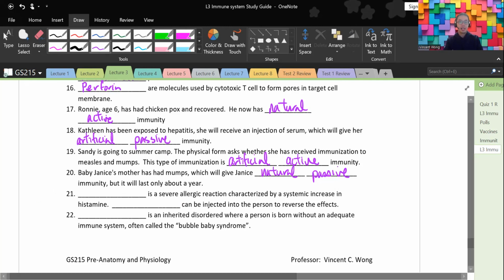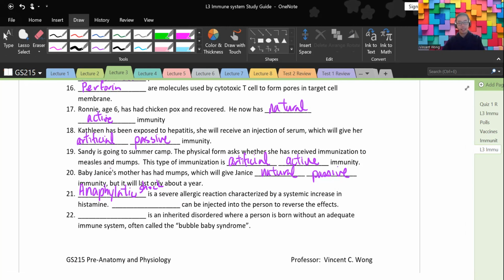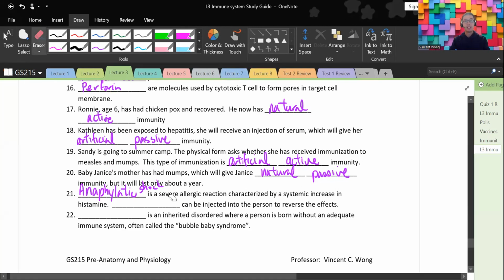A severe allergic reaction characterized by systemic increase in histamine is anaphylactic shock. Right? It's like people with peanut allergy, right? The whole system goes into shock, right? And the blood pressure can get dangerously low because the histamine would cause the whole body to have leaky vessels, right? And the blood pressure can drop substantially, and that could be life-threatening.